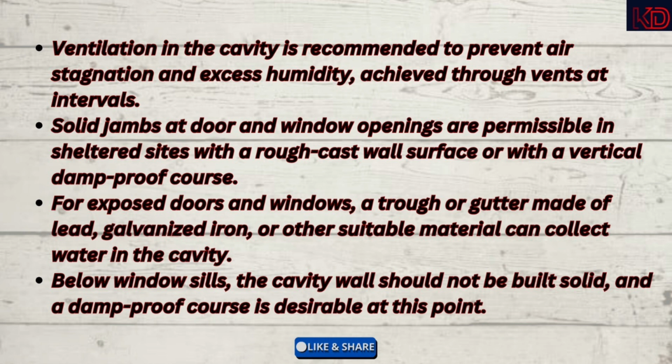Solid jambs at the door and window openings are permissible in sheltered sites with a rough cast wall surface or with a vertical damp proof course. For exposed doors and windows, a trough or a gutter made of lead, galvanized iron or other suitable material can collect water in the cavity. Below window sills, the cavity wall should not be built solid and a damp proof course is desirable at this point.